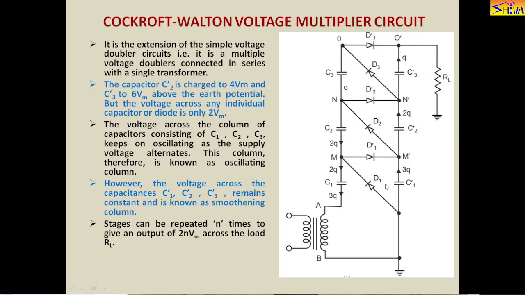Now, here I have shown 3 stages, but stages can be repeated n number of times and the output voltage will be 2n Vm. But the advantage is that across an individual unit, the voltage is only 2 Vm. So, we require capacitors as well as diodes of comparatively low voltage rating.